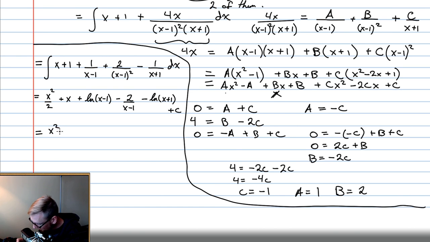We're going to rewrite it slightly. We've got x squared over 2, plus x. These natural logs can go together. I'm going to write this negative 2 over x minus 1 first. And then I'm going to add, well, a difference of natural logs is just the natural log of the first one divided by the second one. So this turns into the natural log of x minus 1 over x plus 1 plus some constant.